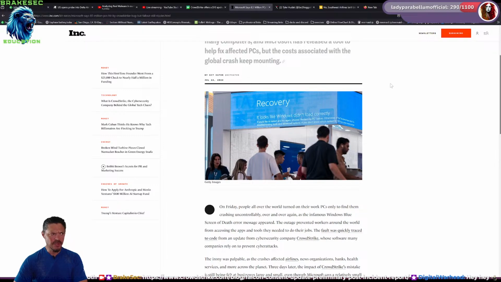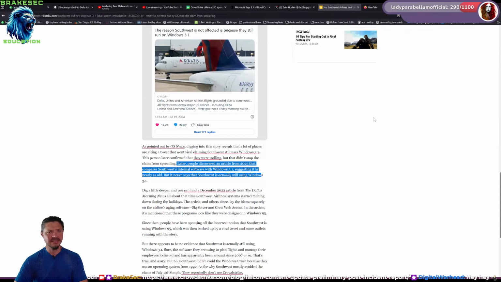And Southwest was not affected, probably because they don't use CrowdStrike, or many of their systems were not running at that time. Alaska Airlines, I think, also was mentioned.